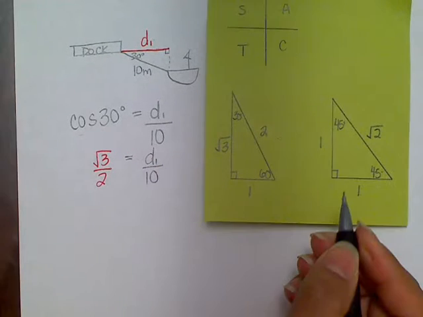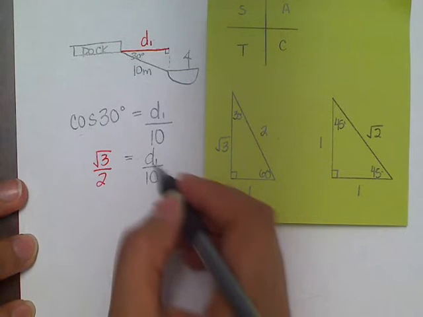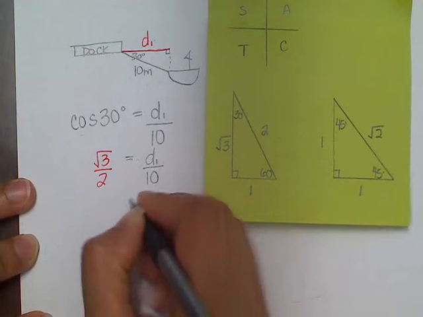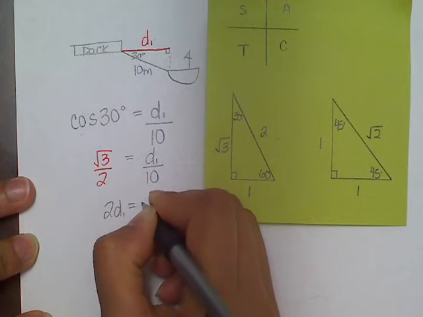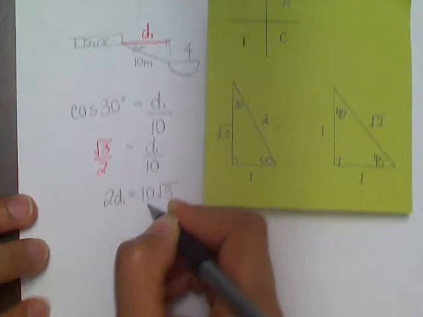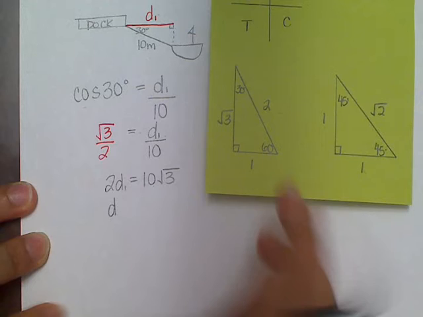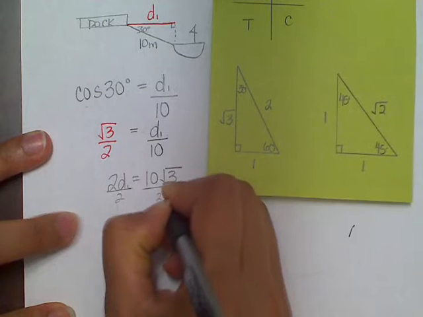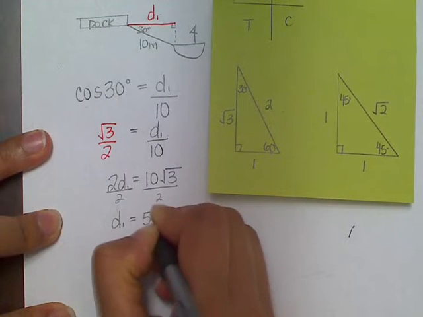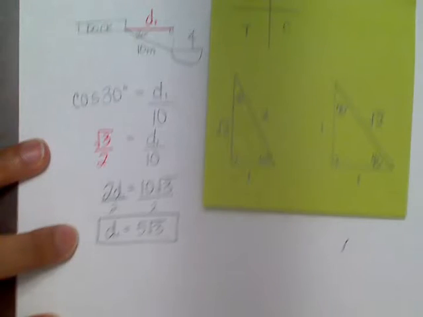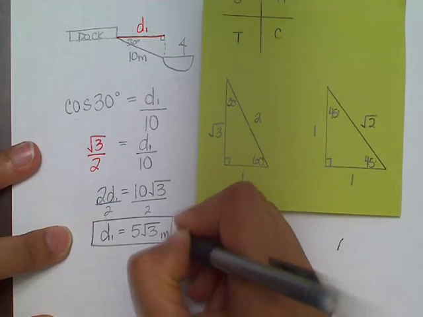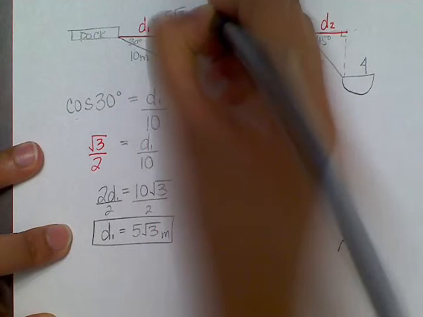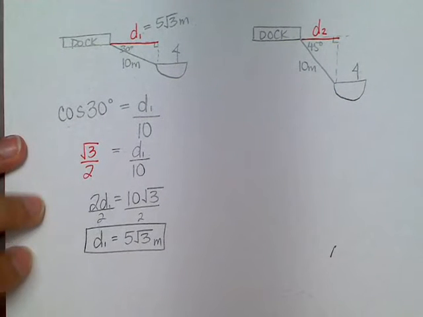Now I'm not dealing with trig anymore, because on the right hand side I just have a number and a variable that I'm solving for, and all I need to do at this point is rearrange the equation to solve for D1. I can do that by cross multiplying to get 2 D1 equals 10 root 3, and then I can divide both sides by 2. I get D1 is equal to 5 root 3. This is in meters, I believe, so this distance here is equal to 5 root 3 meters.